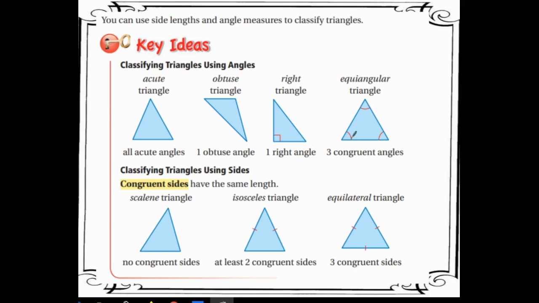Equilateral triangles have three angles of all the same size. And then congruent sides: if I have no sides congruent, that would be scalene. Two sides congruent or more is isosceles. And if all three sides are the same, it's equilateral.